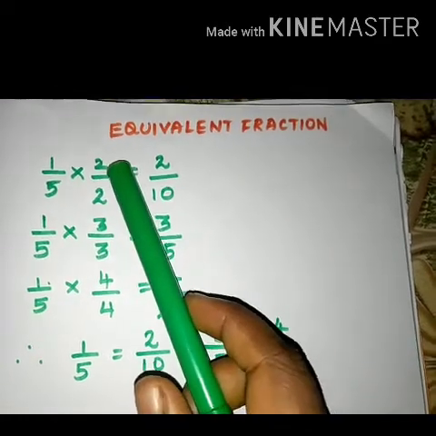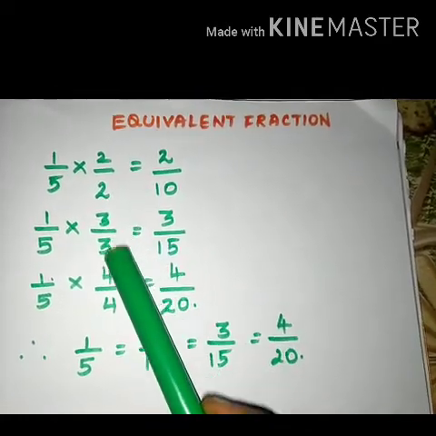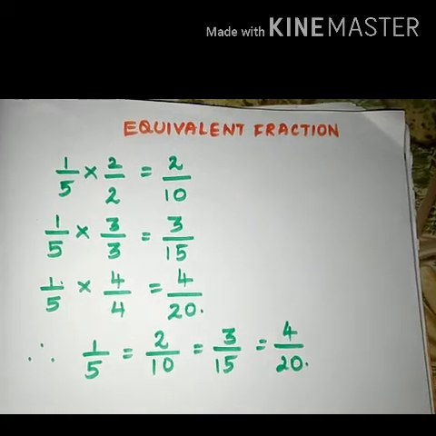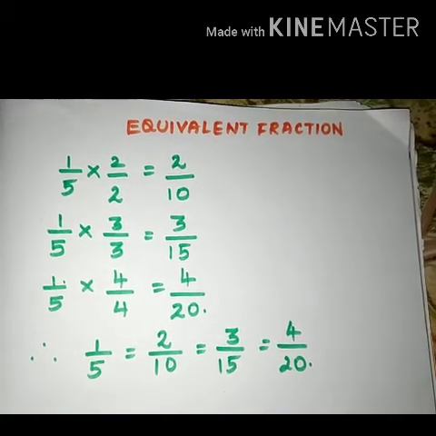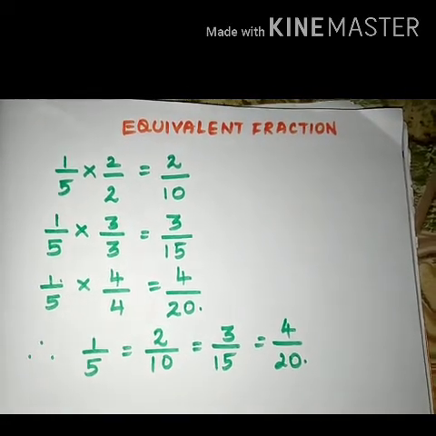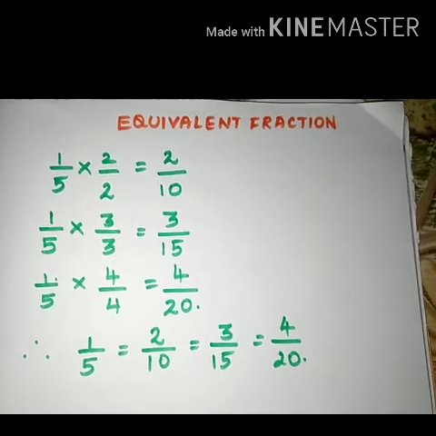Keep in mind, students, we can only multiply or divide by the same number. See, 2 by 2, 3 by 3, 4 by 4. To get an equivalent fraction, you have to multiply the numerator and denominator by the same number.